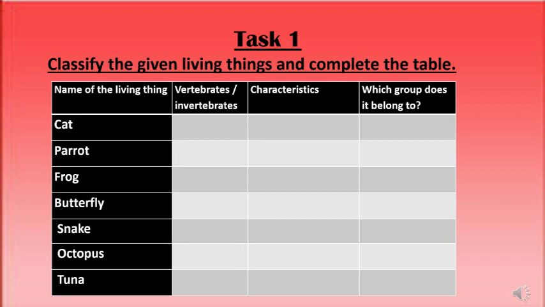You can write any 2 special characteristics of cat, and in the last column you are going to write which group it belongs to. The cat gives birth to the young one, so it is a mammal. So you are going to write mammal in the last column. Like that, you are going to complete this task.